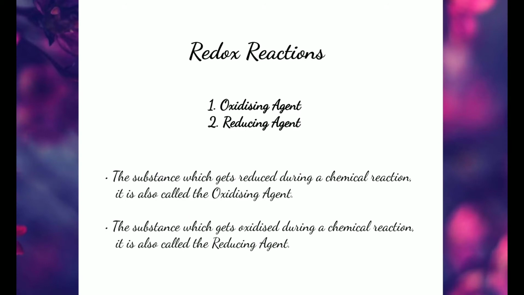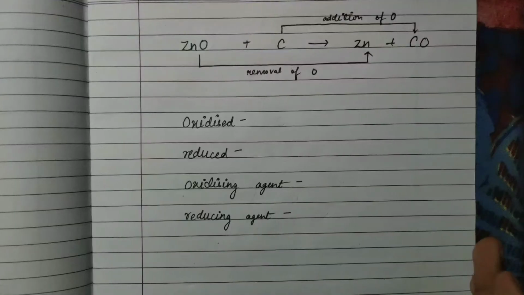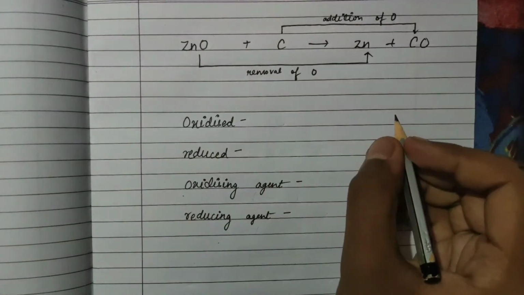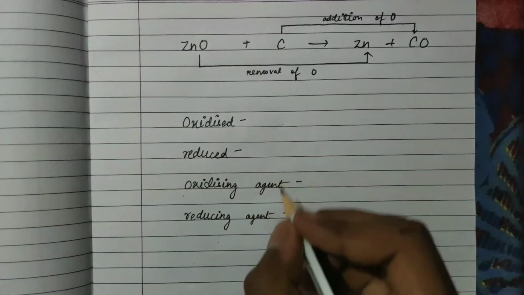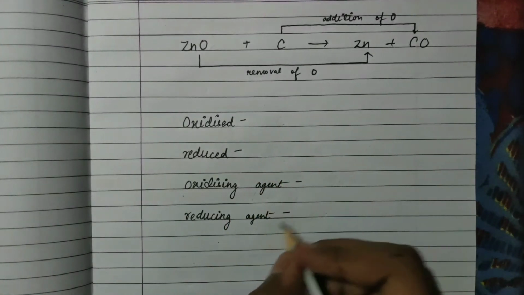And yeah, there are two more terms that we have to remember over here: oxidizing agent and reducing agent. The substance which gets reduced during a chemical reaction is also called the oxidizing agent, whereas the substance which gets oxidized during a chemical reaction is also called the reducing agent. Suppose we are given this chemical reaction and we are asked which one of the substances got oxidized, which one got reduced, which is the oxidizing agent and which is the reducing agent.